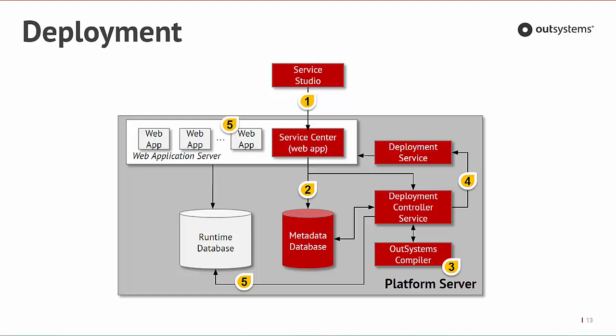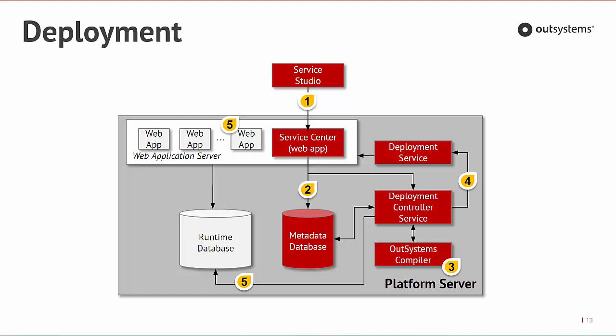Number 2 is actually the actual request done by Service Center. So it stores the new version, the version of the OML file in the database, and at the same time it asks the deployment controller service to perform the compilation of the module. Okay, these are two stages.